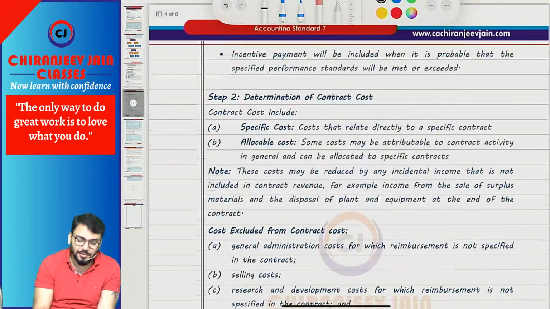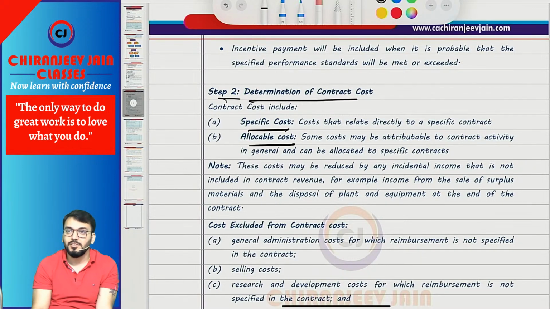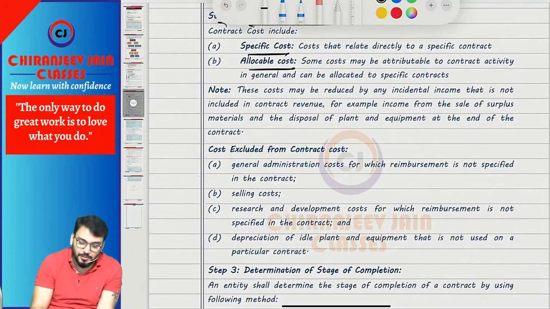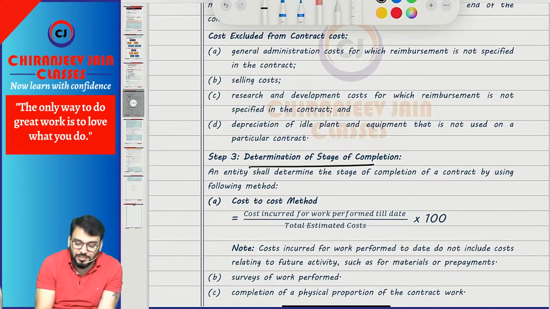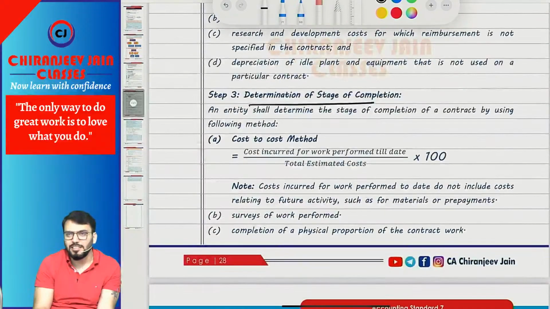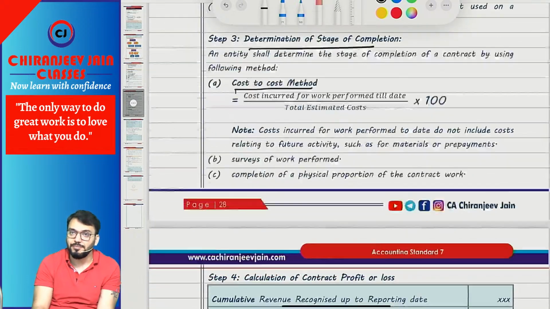Okay. Correct. Now step number 2 is determine the contract cost. Contract cost can be specific cost as well as allocable cost. Understood? Correct? Simple. Then determination of stage of completion depends upon three methods given. However, from exam point we will use the cost to cost method: cost incurred divided by total estimated cost multiplied by 100.